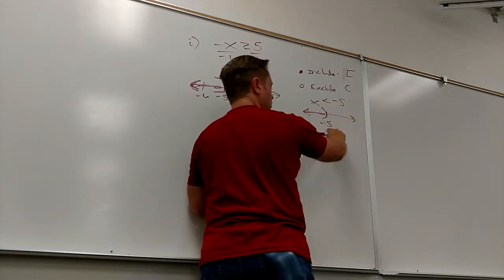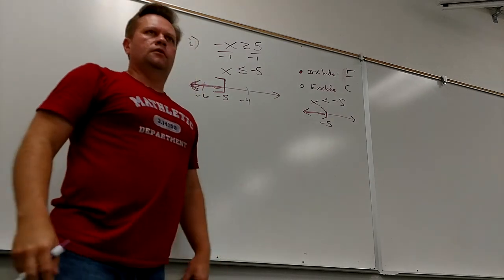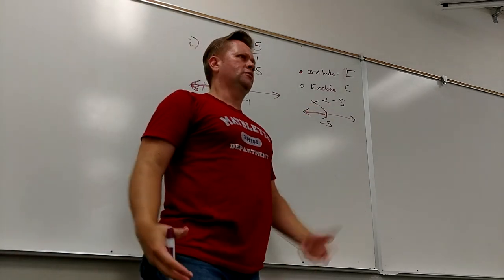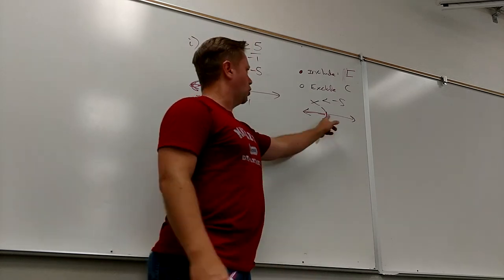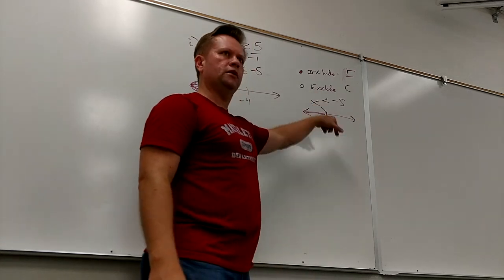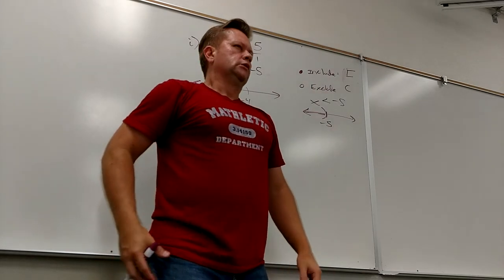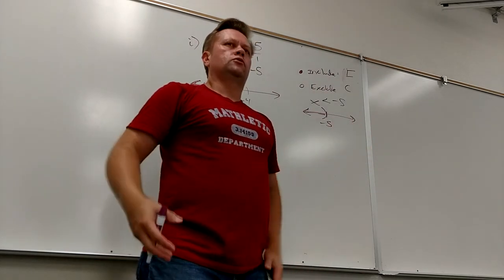That means don't include -5. Because is -5 less than -5? No. Right? So I don't want to include it. That's what that symbol means. It's like a big open circle that lost half of itself. Right? That's a way to remember which one to use.